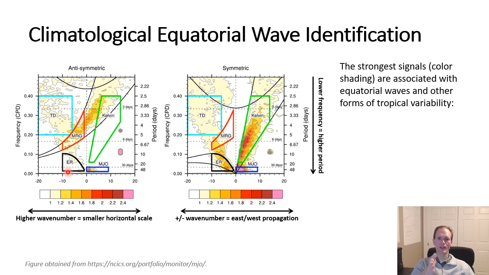Symmetric, however, is when they are either centered on the equator, like for our Kelvin waves, or symmetric across the equator at a given longitude, like for our equatorial Rossby waves. The color shading that you see here is a measure of how much signal is at a given wave number and frequency. So our strongest signals are associated with our equatorial waves, which I've indicated here in purple, and we see boxes for each one of them here.